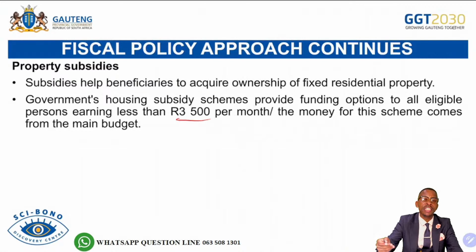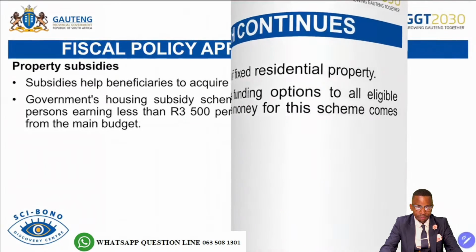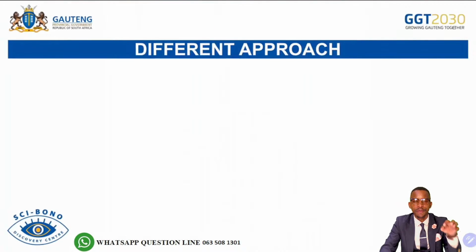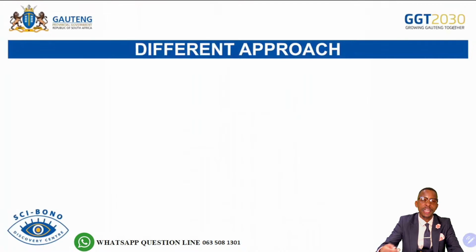The government intervenes by providing what we call housing subsidies to its employees so that they can afford to buy housing. It is very important for you to be able to answer this one. How can the private sector intervene to improve ownership of fixed property? The answer has been mentioned. How does the government improve the ownership of fixed property or housing in South Africa? The answer has been mentioned.